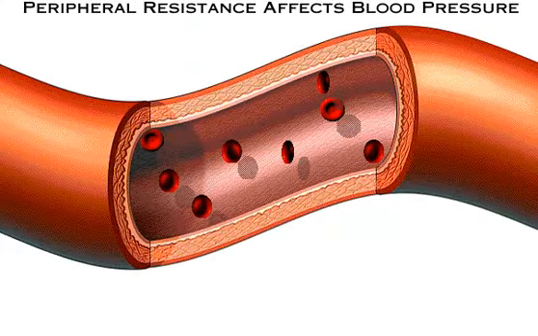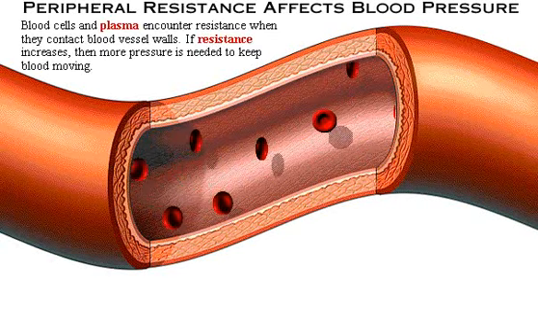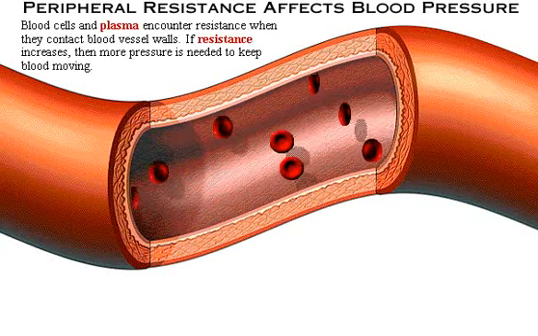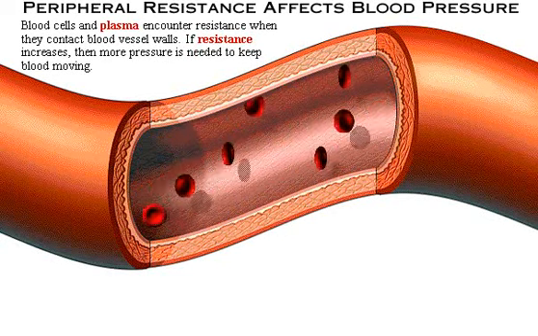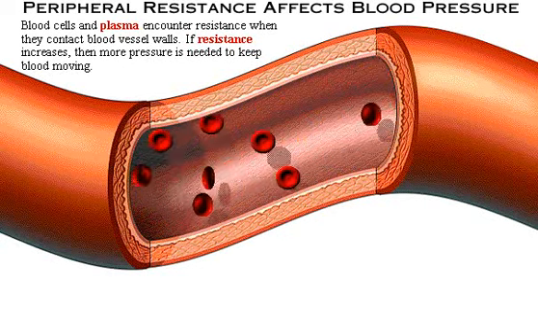One of the main factors that affects blood pressure is peripheral resistance. Blood cells and plasma encounter resistance when they contact blood vessel walls. If resistance increases, then more pressure is needed to keep the blood moving.